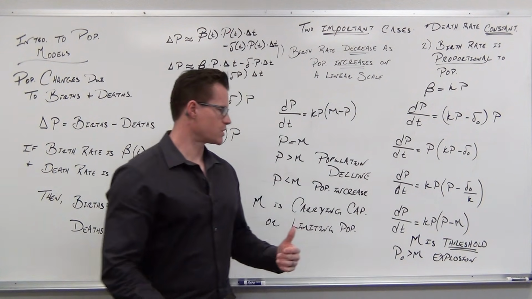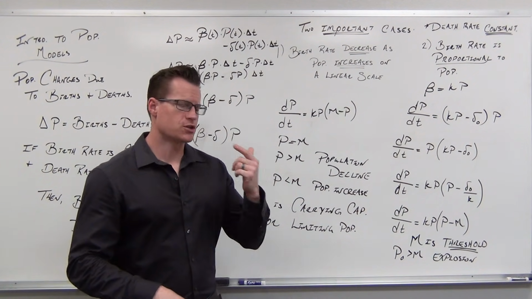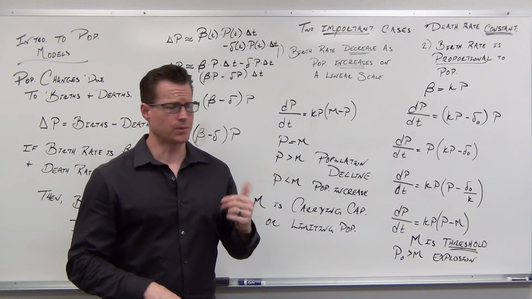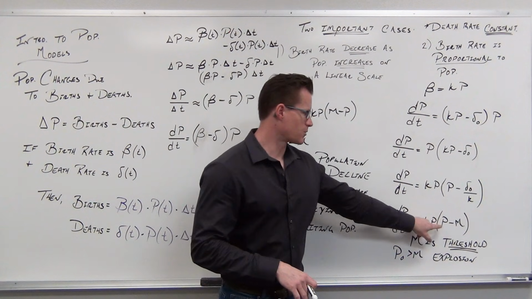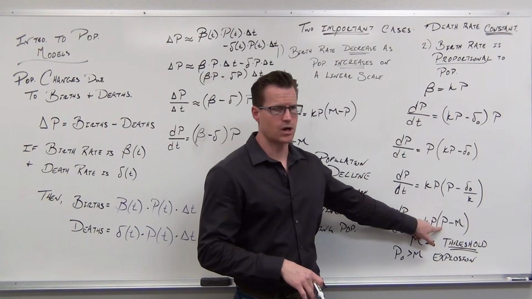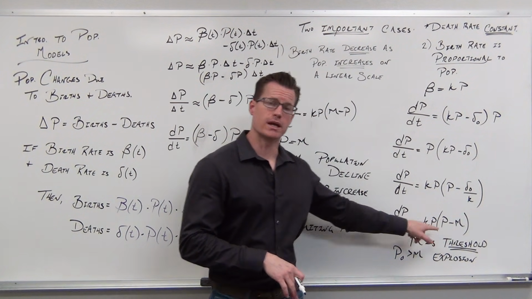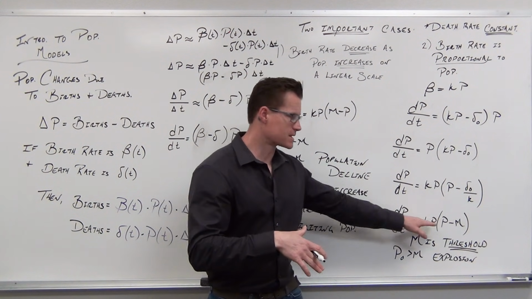So I'm going to say explosion, so population explosion. What if your population is below that threshold? Well, if your population is below that threshold, then look at this. If your population is less than M, then this would be negative. The rate at which your population is changing with respect to time is negative. It's declining, but it doesn't ever reach M.